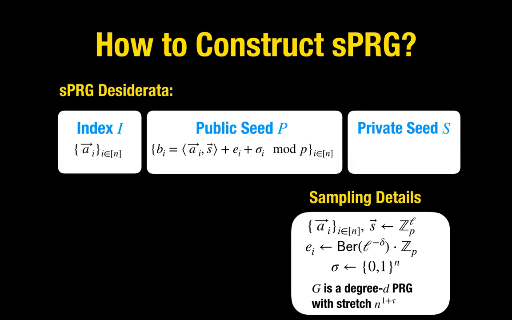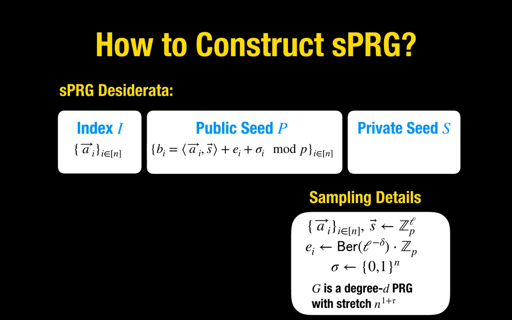Okay. So your index is going to be n randomly chosen coefficient vectors A_i. And your public part of the seed, this is what you would expect. It's going to have LPN leakages encrypting sigma. Just to remind you, errors E_i are chosen from the error distribution of LPN, with L to the minus delta as the probability of error. Sigma has length n. It's a Boolean string. And PRG is a PRG in NC0 with a stretch n to the 1 plus tau.